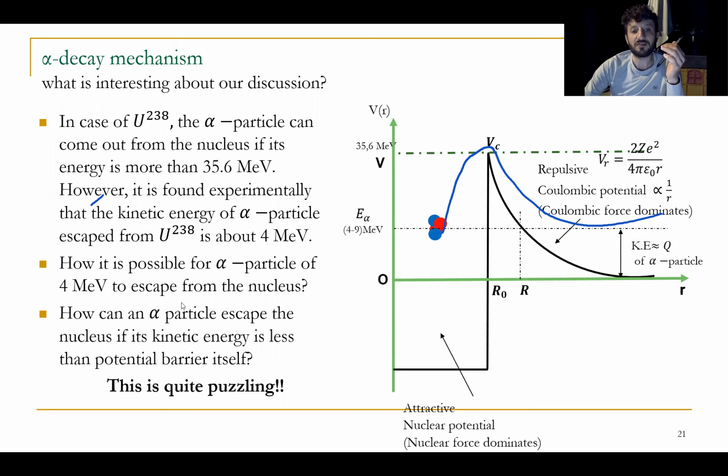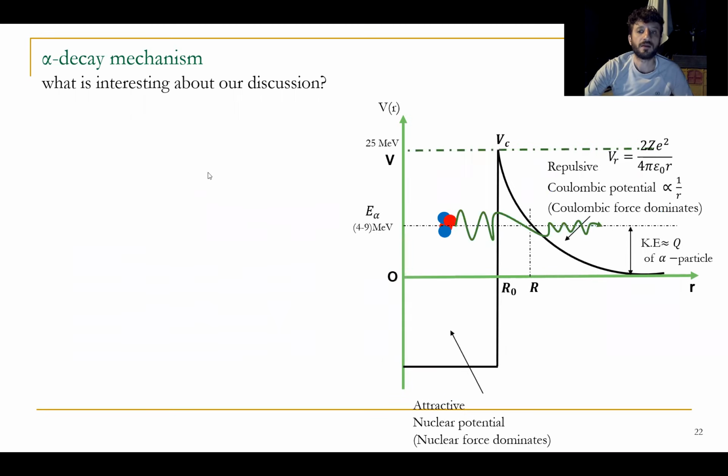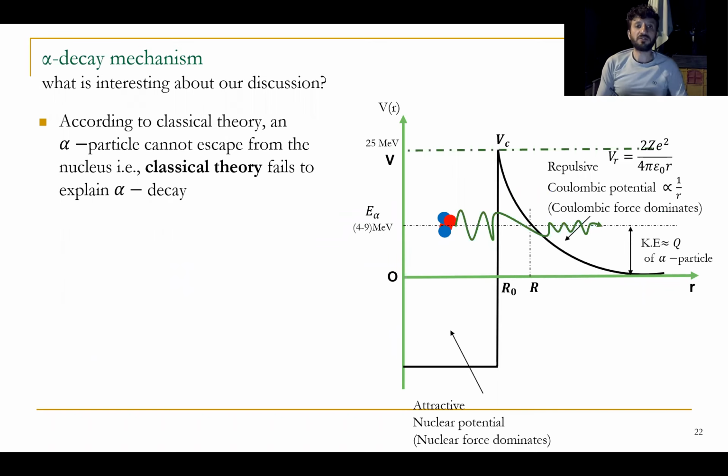Here it's quite a puzzling phenomenon. Classically, we cannot explain this kind of decay, alpha decay. So for this reason, we have to go to quantum physics to explain this phenomenon. According to classical theory, an alpha particle cannot escape from the nucleus. Classical theory fails to explain alpha decay.